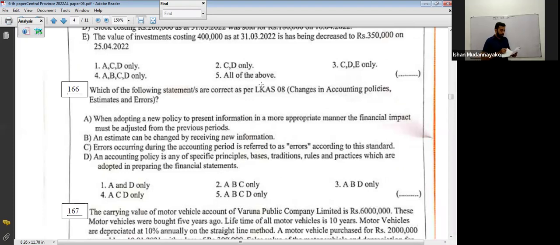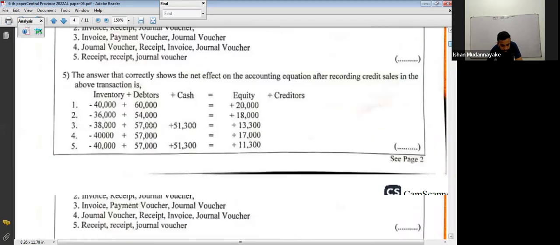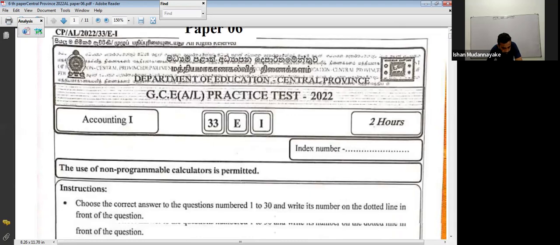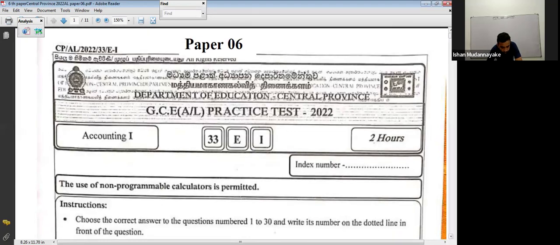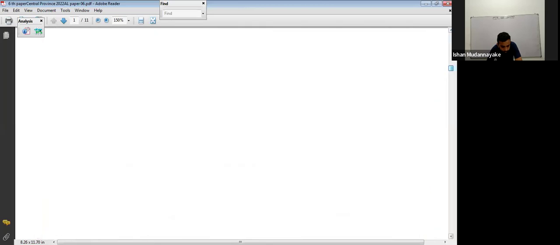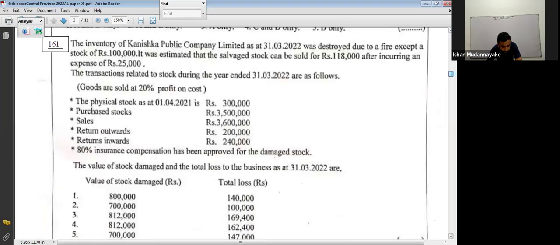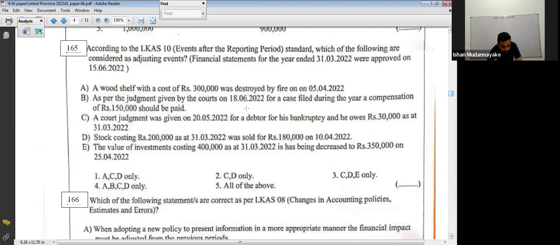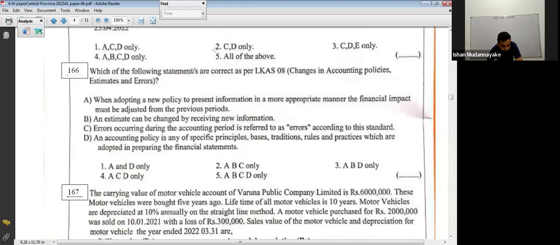Right, my paper 6. Okay. Paper 6, question number 166 onwards.